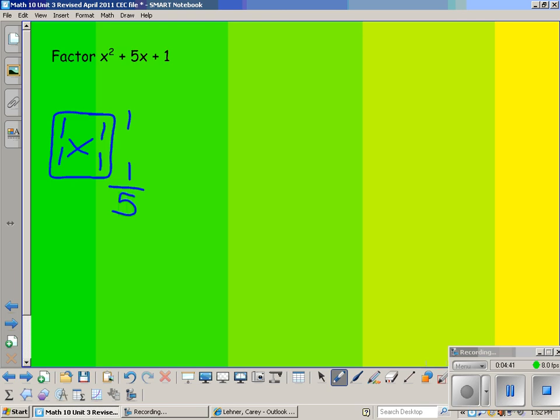This is a unique type of trinomial. This one cannot be factored. There is no way in the real number system that we can find numbers, and if we think of our shortcut, we want 2 numbers that multiply to 1 and add to 5. Impossible. This type of trinomial is called a prime. There are no factors. So you think about prime numbers. We talk about prime numbers having only one and themselves as a factor. So a prime trinomial is where you cannot find two factors.